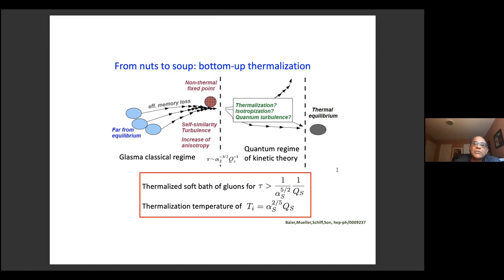Now, the classical methods that I mentioned break down beyond this point because the occupancies become order one. But then you can use kinetic theory to further follow the system. And these simulations that I mentioned help pick out the right kinetic theory. And that allows you to then follow the system all the way to equilibrium. This by itself is a very fascinating process of how that actually occurs. But again, I don't have time to go into that, but there's a beautiful paper by Baier, Mueller, Schiff, and Son, which I would refer you to, to fully follow this through.